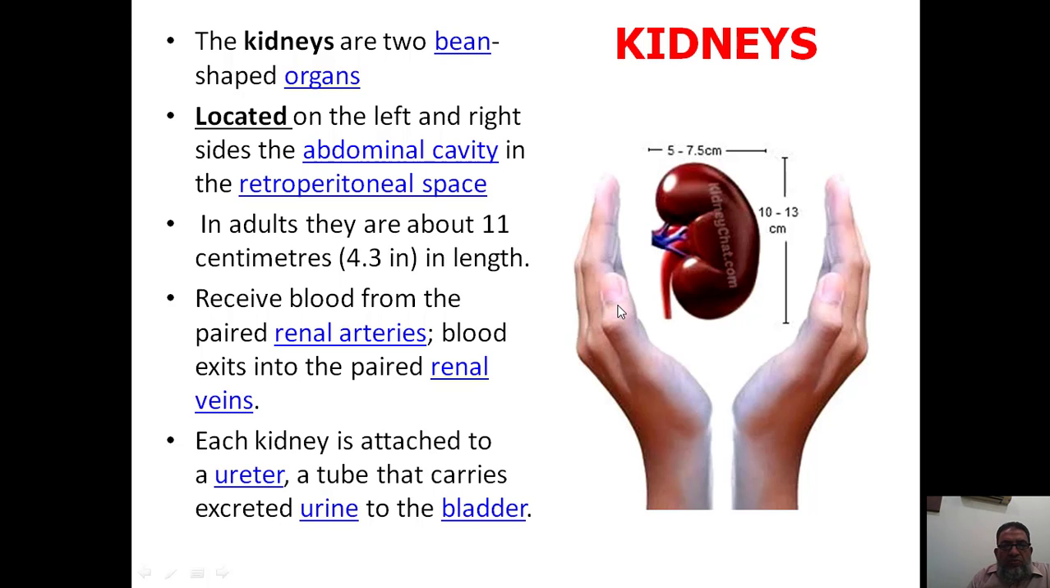The kidney receives blood from the paired renal arteries, which are branches of the abdominal aorta. Blood exits into the paired renal veins, which drain the blood from the kidneys into the vena cava. Each kidney is attached to the ureter, a tube that carries excreted urine to the urinary bladder.